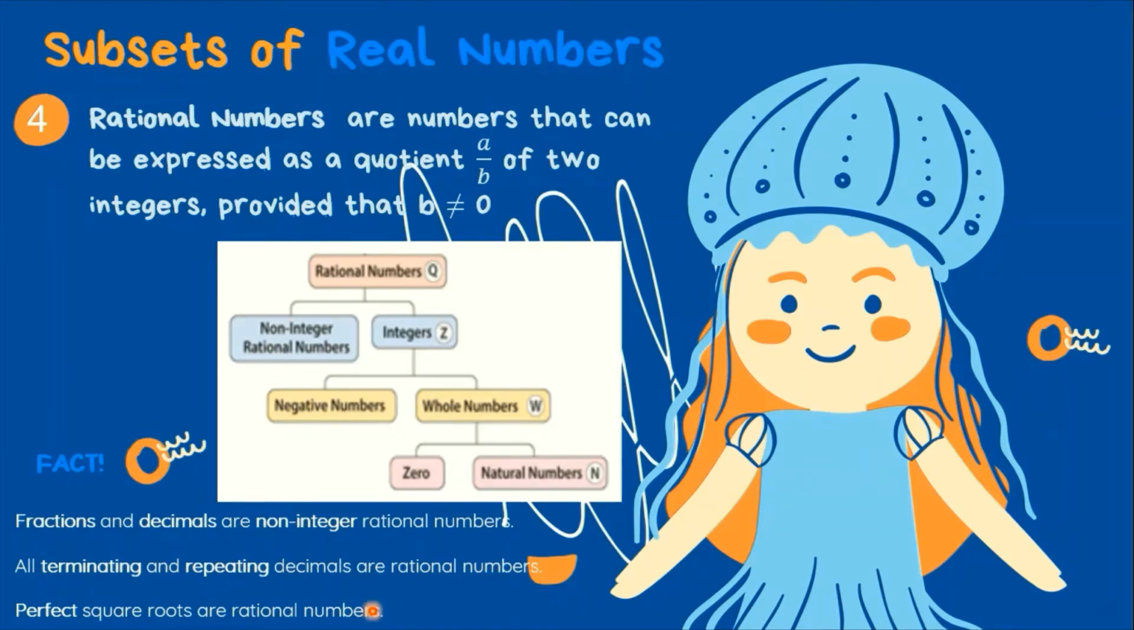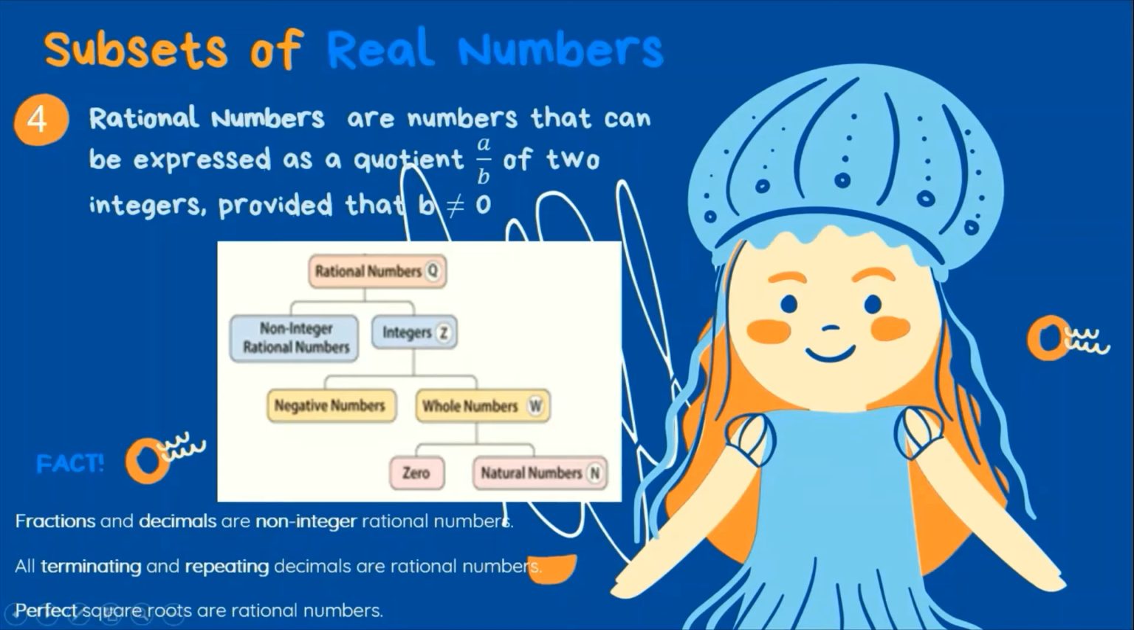All the perfect square roots are rational numbers. When we say that a square root is perfect, it means that it has an exact value. Say for example, square root of 49. Its value is 7. Kasi 7 times 7 is equal to 49. We know that 7 is an exact value. Kaya naman, ito ay perfect square. Therefore, square root of 49 is a rational number. But just like decimals, not all square roots are rational numbers. Merong iba na hindi sila rational.